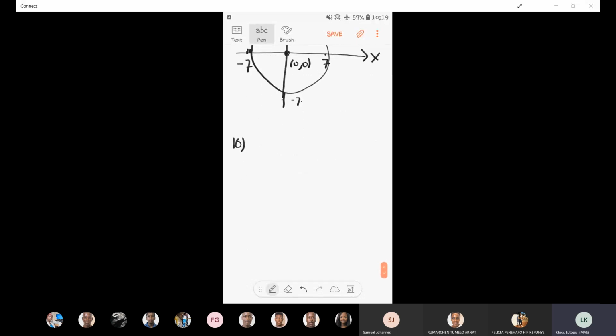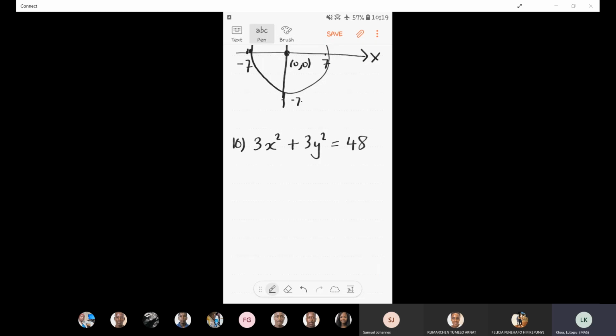Oh, are you talking about number 10? Maybe I didn't get what you were saying. Yes, I'm talking about number 10. Oh, sorry. Okay, let's see. We have 3x squared plus 3y squared. This is equal to 48.